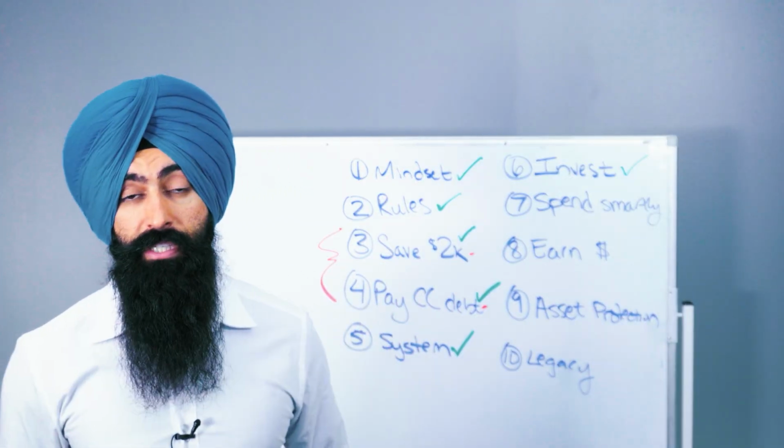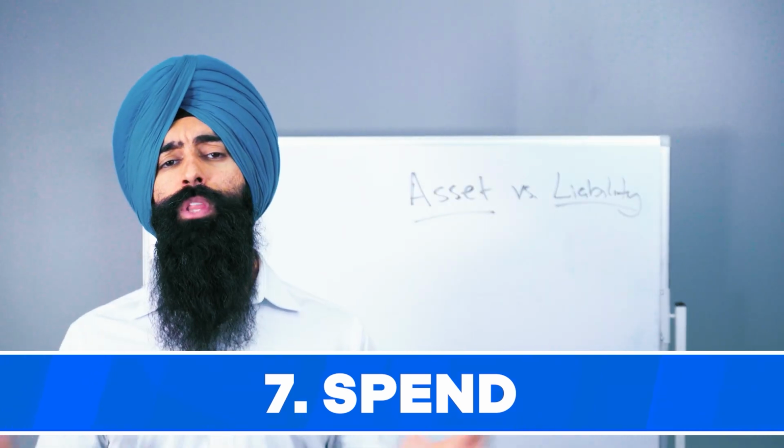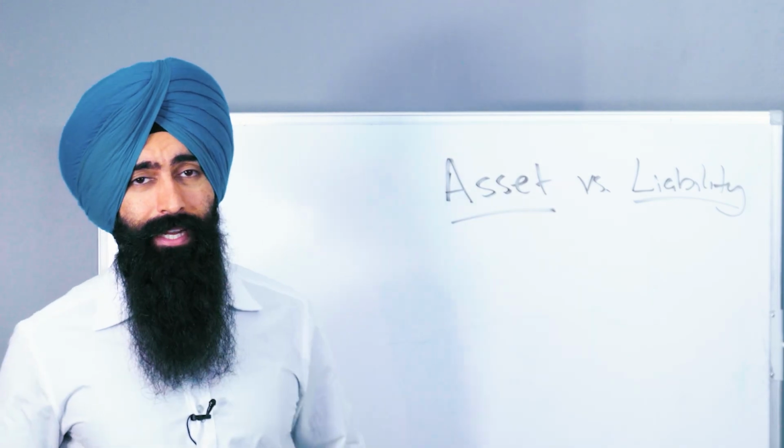Now that you've built a financial system and now that you know how to invest your money, let's talk about how you can spend your money smartly. This is where you really want to understand the difference between an asset and a liability. An asset is something that puts money in your pocket. A liability is something that takes money out of your pocket.